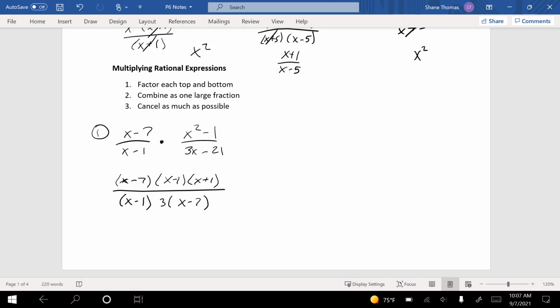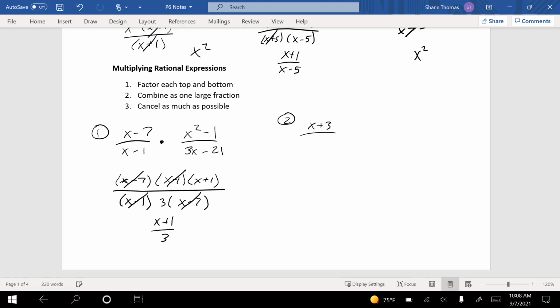So from here, can I cancel any? Yeah. What do you see? X minus 1 and x minus 1, and x minus 7. Got all those? And I'm left with x plus 1 over 3. Any restrictions there? No. Not bad, right? Multiplication is really not bad. If you can simplify a rational expression, you can multiply them. Here's one for you guys to try.